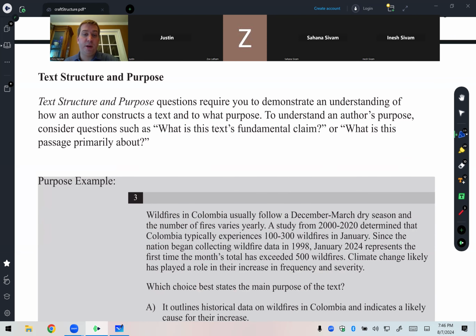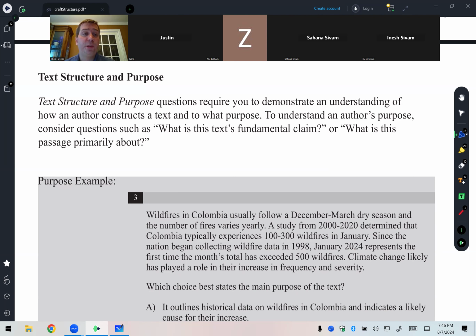All right, so they might ask you about the main purpose of the text. And this is similar to a main idea question. We saw those main idea questions last week in the last English packet we did on information and ideas. There's going to be a similar type of question here with the text structure and purpose. All right, so text structure and purpose questions require you to demonstrate an understanding of how an author constructs a text and to what purpose.